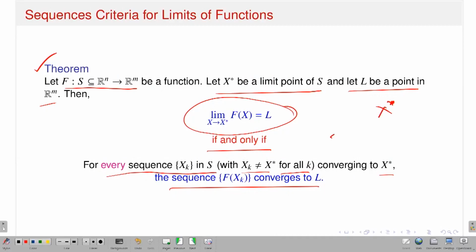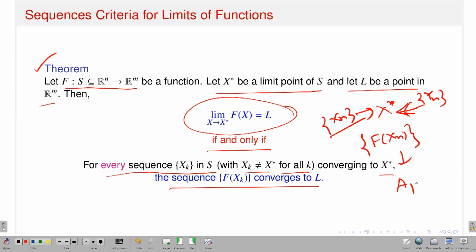Again, this is useful to show that a limit does not exist. Suppose I want to show that the limit does not exist at some point x star. What you do is take two different sequences x_n and y_n, both converging to x star, and consider the sequences F of x_n and F of y_n. Suppose x_n converges to x star, and y_n also converges to x star, but somehow you prove that f of x_n converges to one point, say a1, and f of y_n converges to another point b1, which is different. Then you will immediately say that the limit does not exist. This kind of thing is useful to show that the limit does not exist.